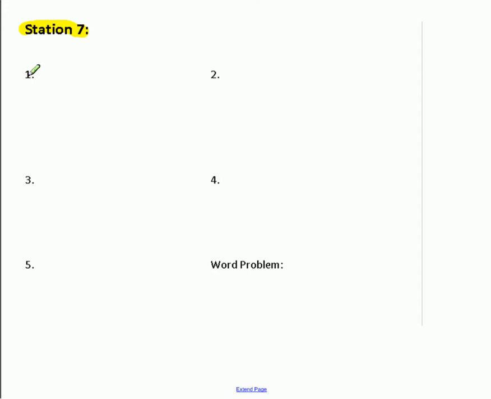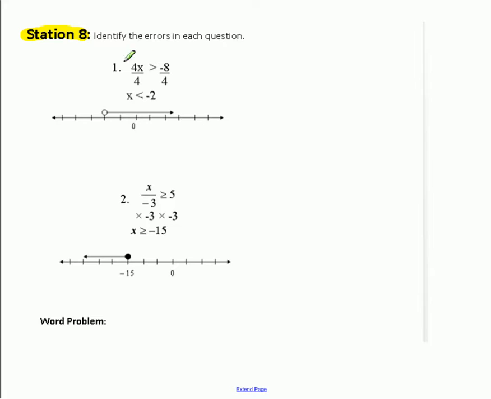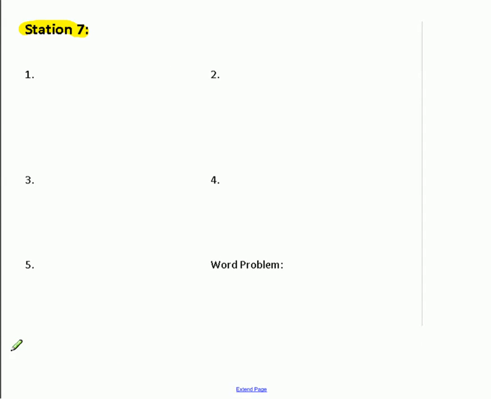Your job at station 7 is to solve the questions and to translate the word problem. Station 8, your job is to figure out what mistakes were made. Remember our rule. Remember when we use the rule about switching the signs and when we don't. Your job is to figure out what this person did wrong. Maybe it was Jamie again, we don't know. And then this one actually has a very nice word problem. So I want you to write maybe a little sentence about station 8's problem. Again, this is what you're doing for the rest of the period.